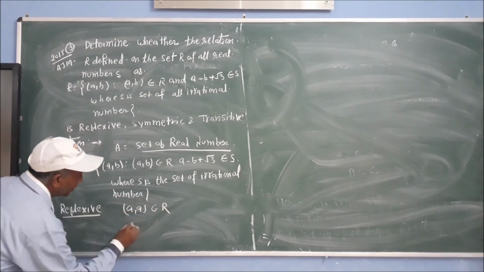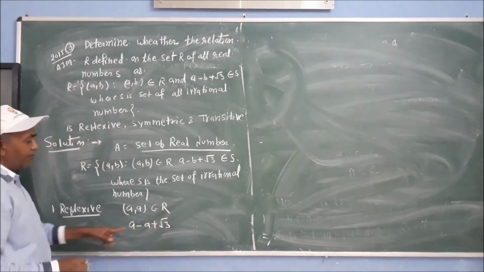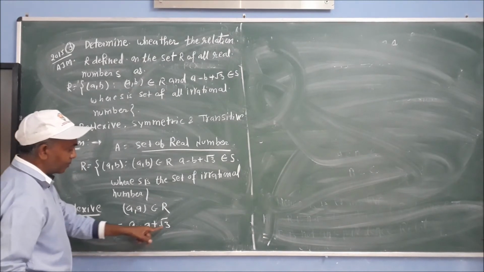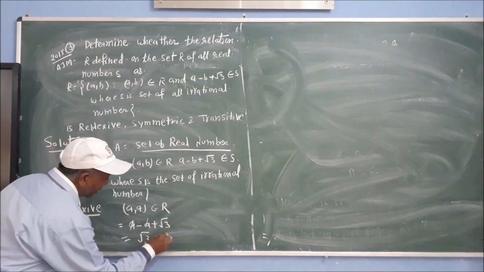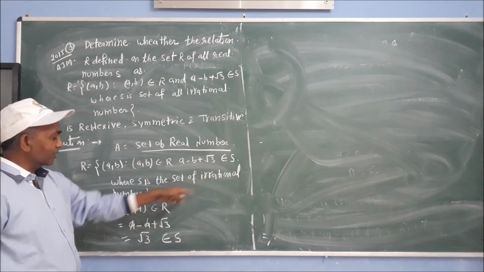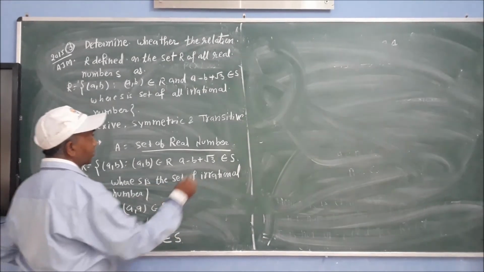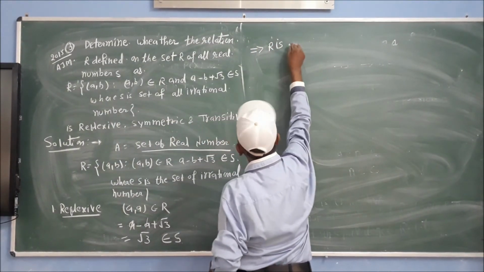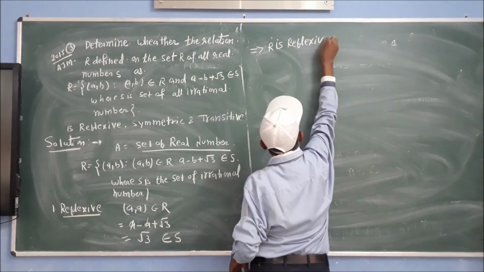(a, a) belongs to R means a minus a plus root 3. So this will be equal to a minus a plus root 3, and a and a will be cancelled. So you will get root 3. And root 3 is also an element of S, because S is the set of irrational numbers. Root 3 is an irrational number, so it belongs to set S. This implies R is reflexive, or R holds the reflexive property.